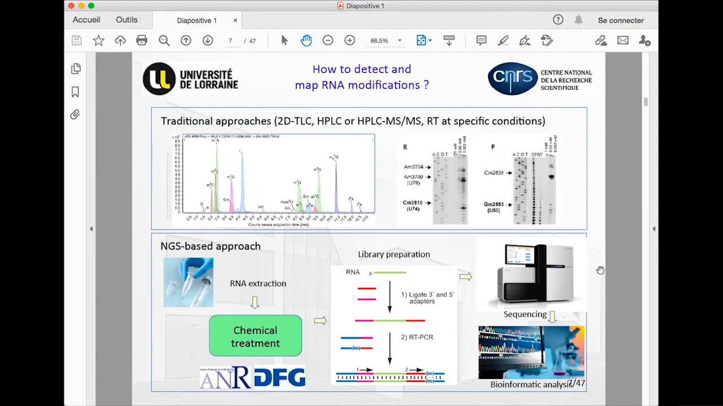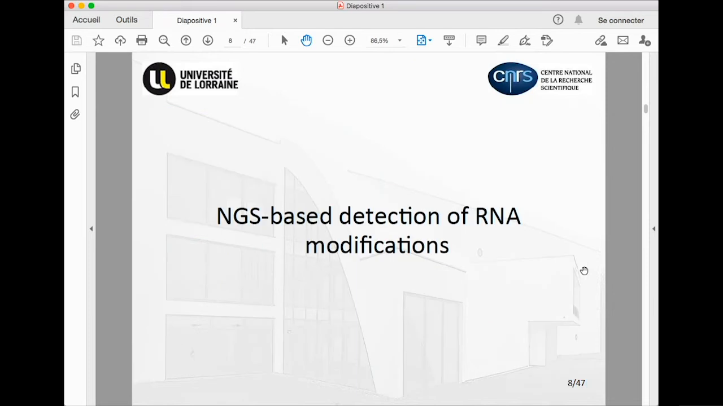So we are working on deep sequencing-based approaches, coupling chemical treatment to reveal specific RNA modifications with appropriate library preparation, sequencing, and of course bioinformatic analysis. So now I will switch to NGS-based detection of RNA modifications.